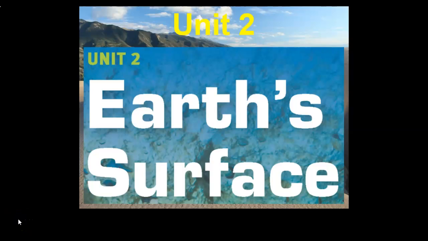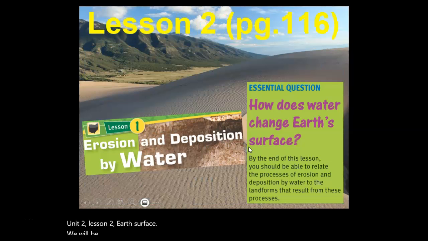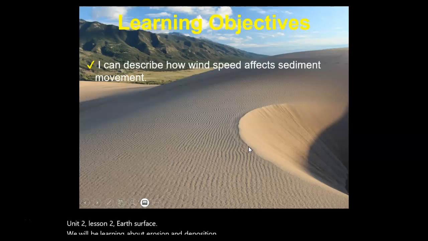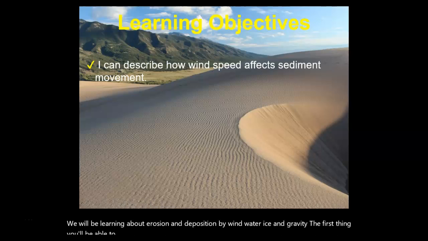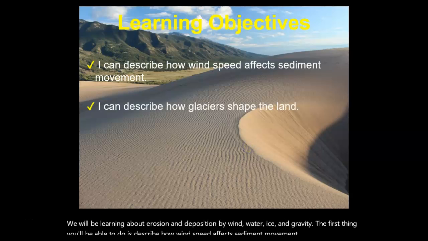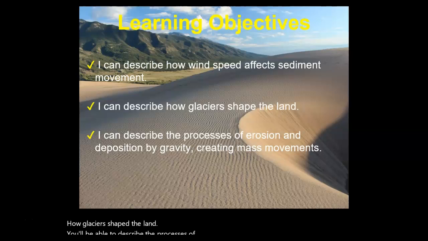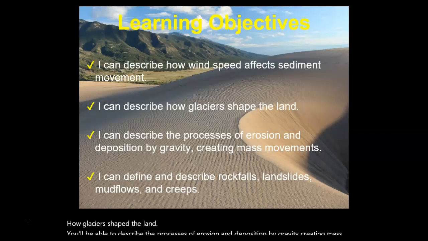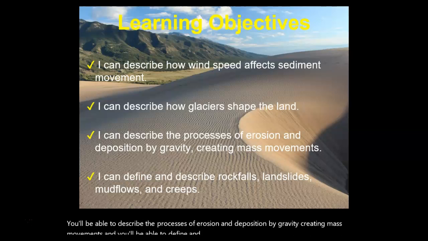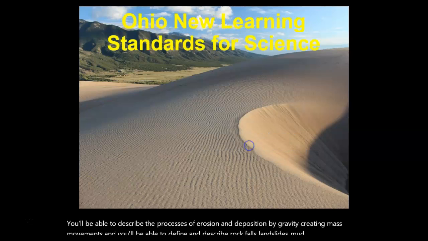Unit 2, Lesson 2, Earth's Surface. We will be learning about erosion and deposition by wind, water, ice, and gravity. The first thing you'll be able to do is describe how wind speed affects sediment movement, how glaciers shape the land. You'll be able to describe the processes of erosion and deposition by gravity, creating mass movements, and you'll be able to define and describe rockfalls, landslides, mudflows, and creeps.